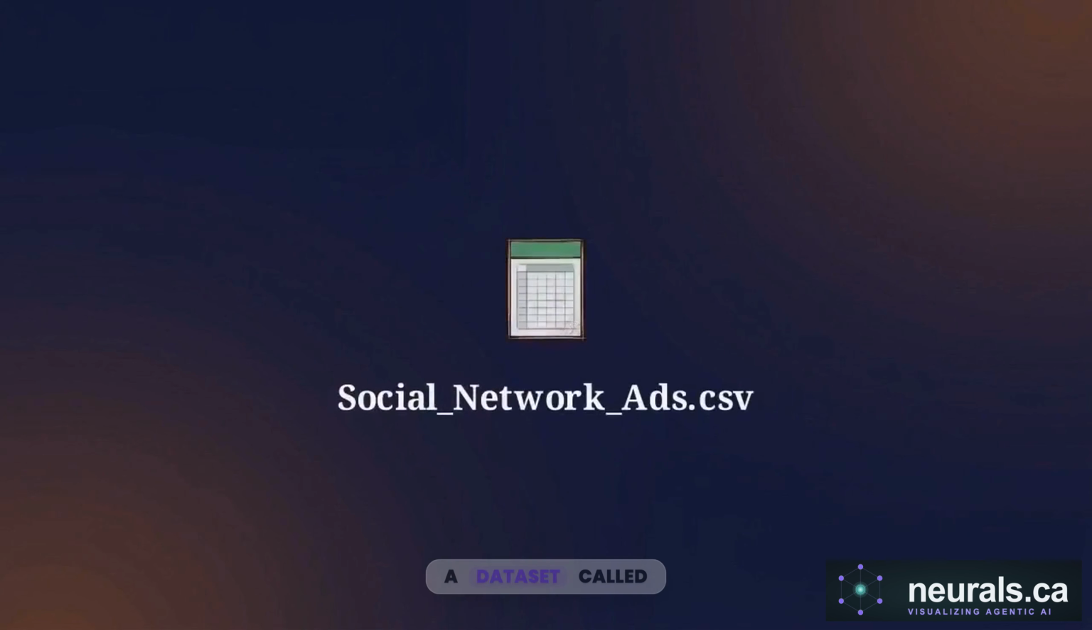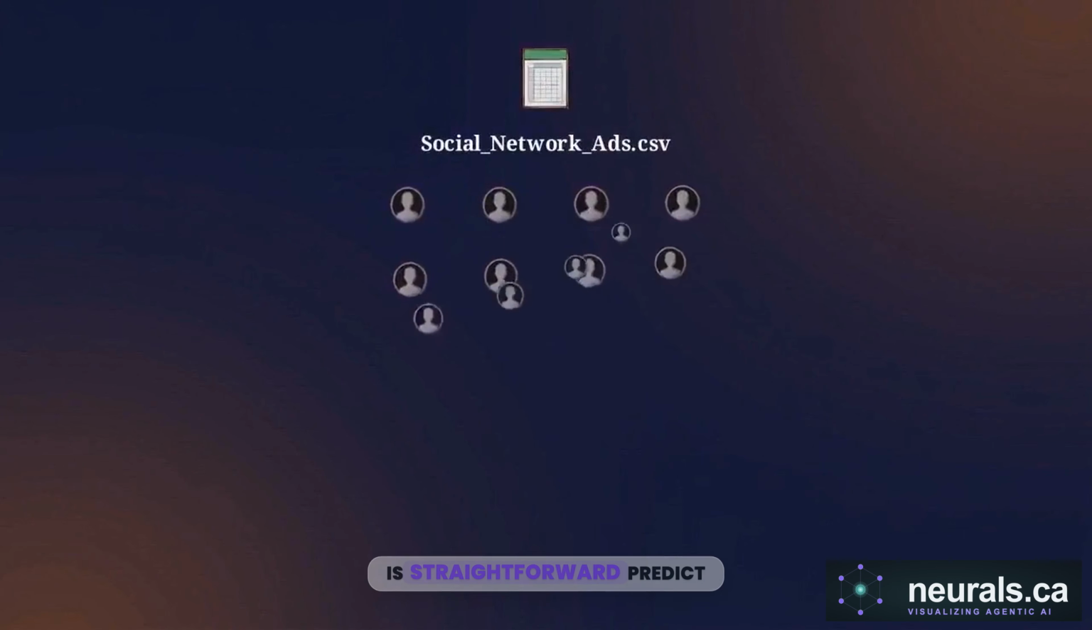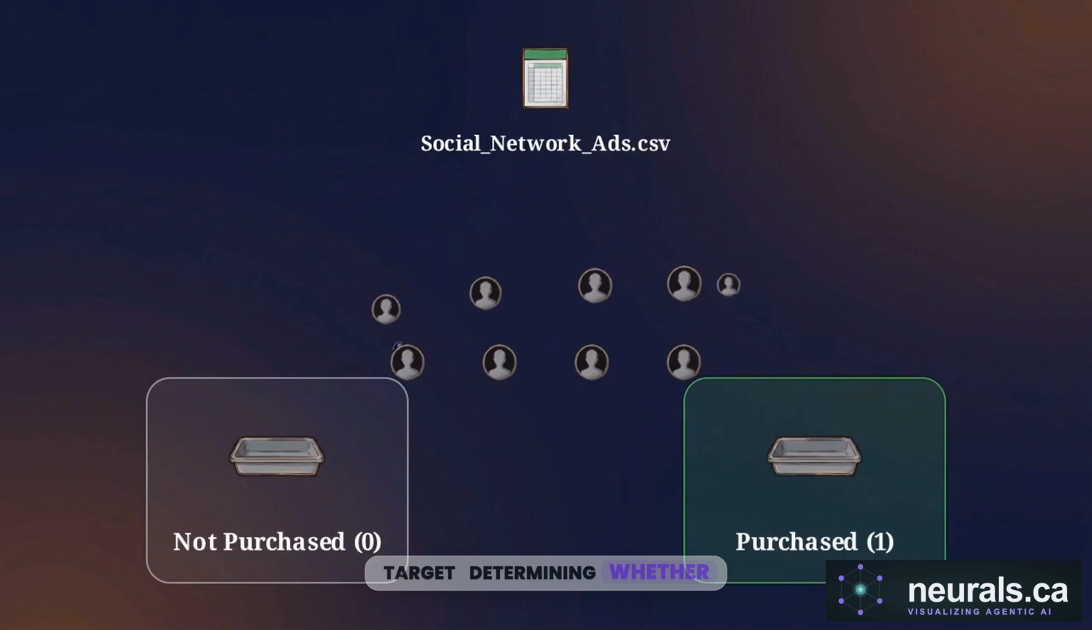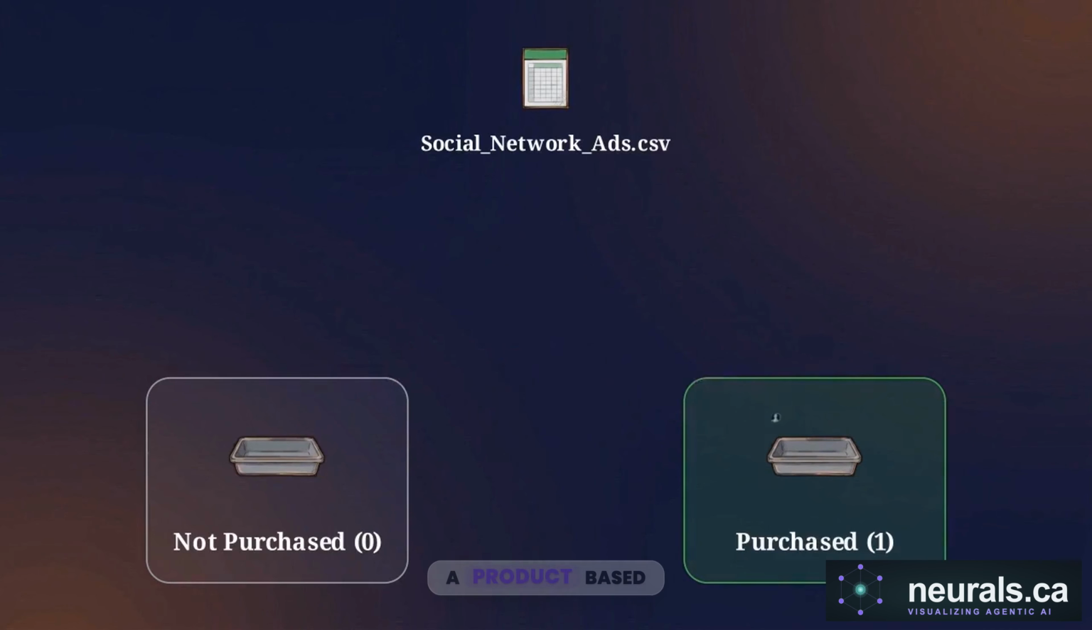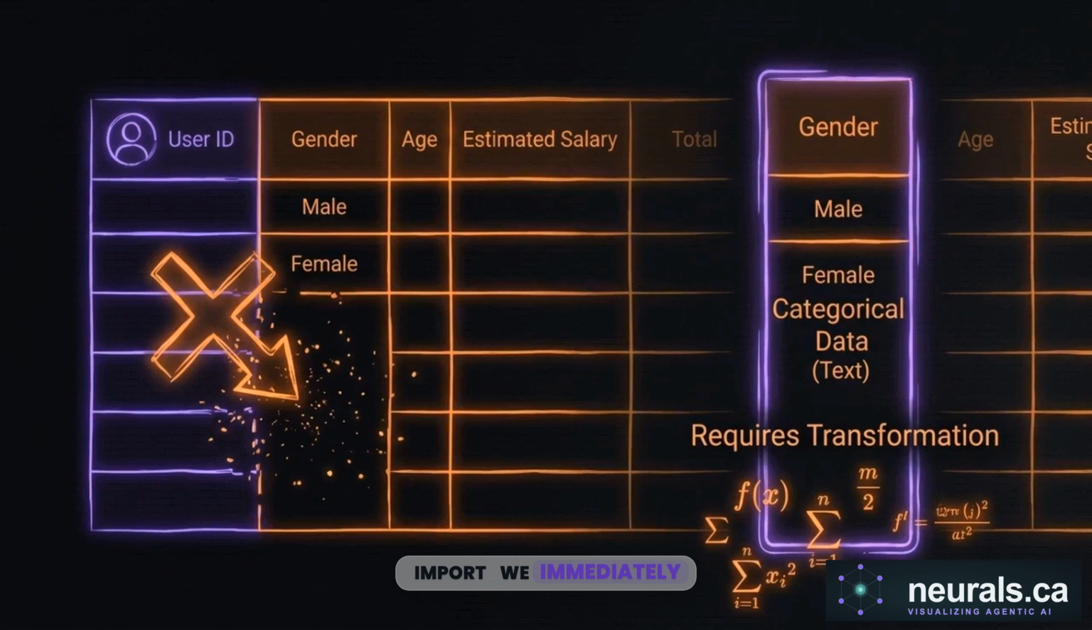We are using a dataset called socialnetworkads.csv. Our objective is straightforward. Predict the binary purchased target, determining whether or not a specific user bought a product based on their profile. The initial pipeline relies on pandas for the data import. We immediately drop the user ID column. It is a strictly identifying field that contains no repeatable predictive patterns.